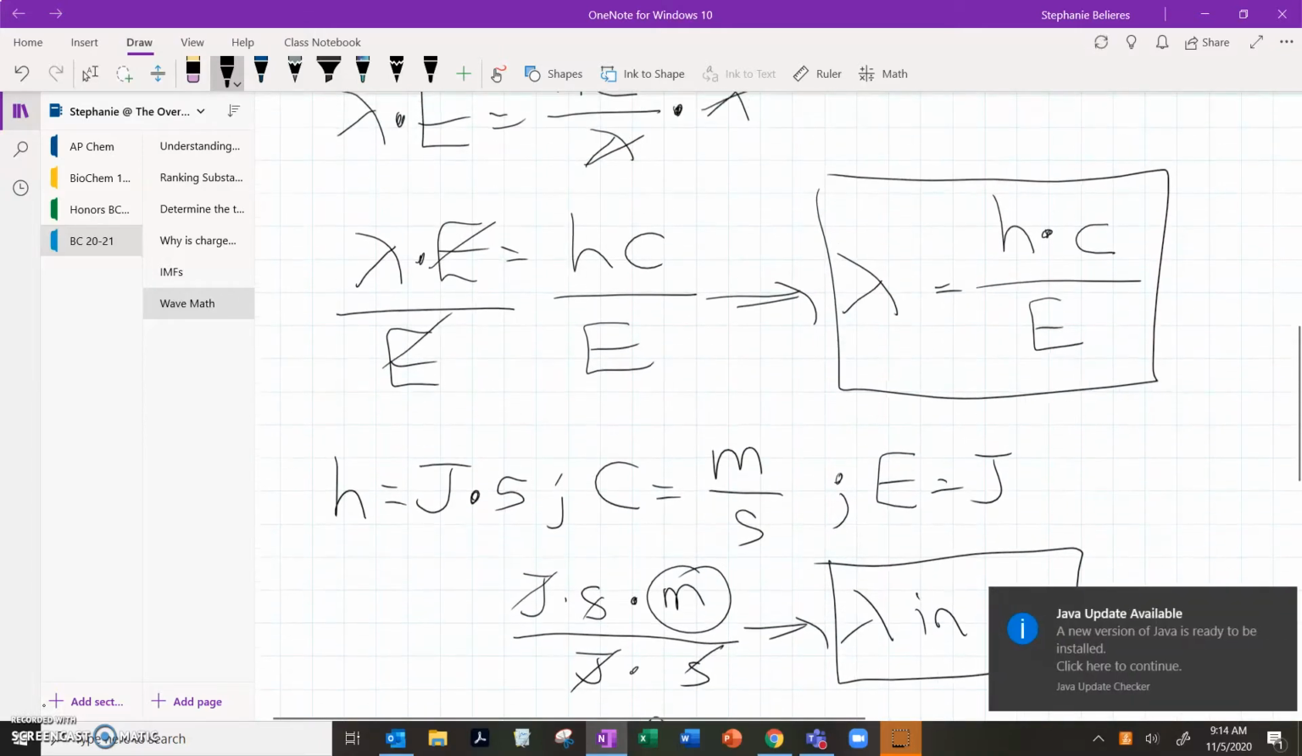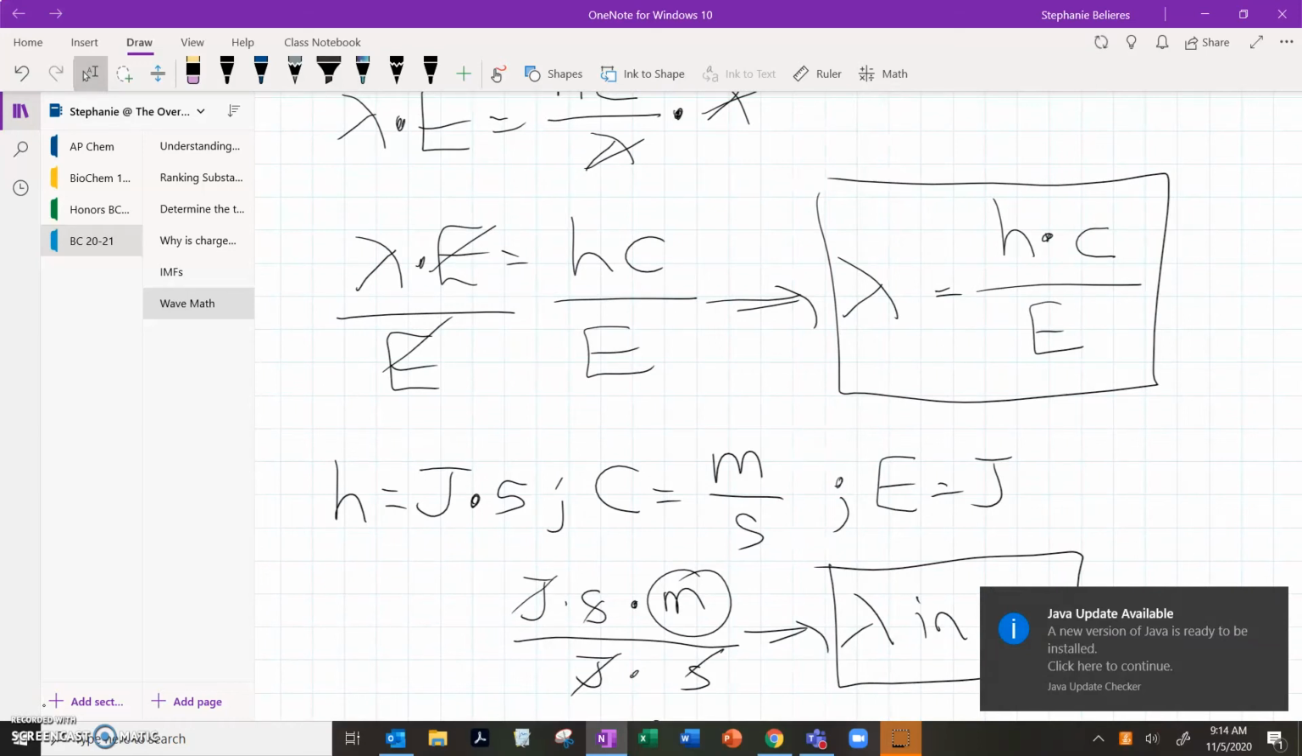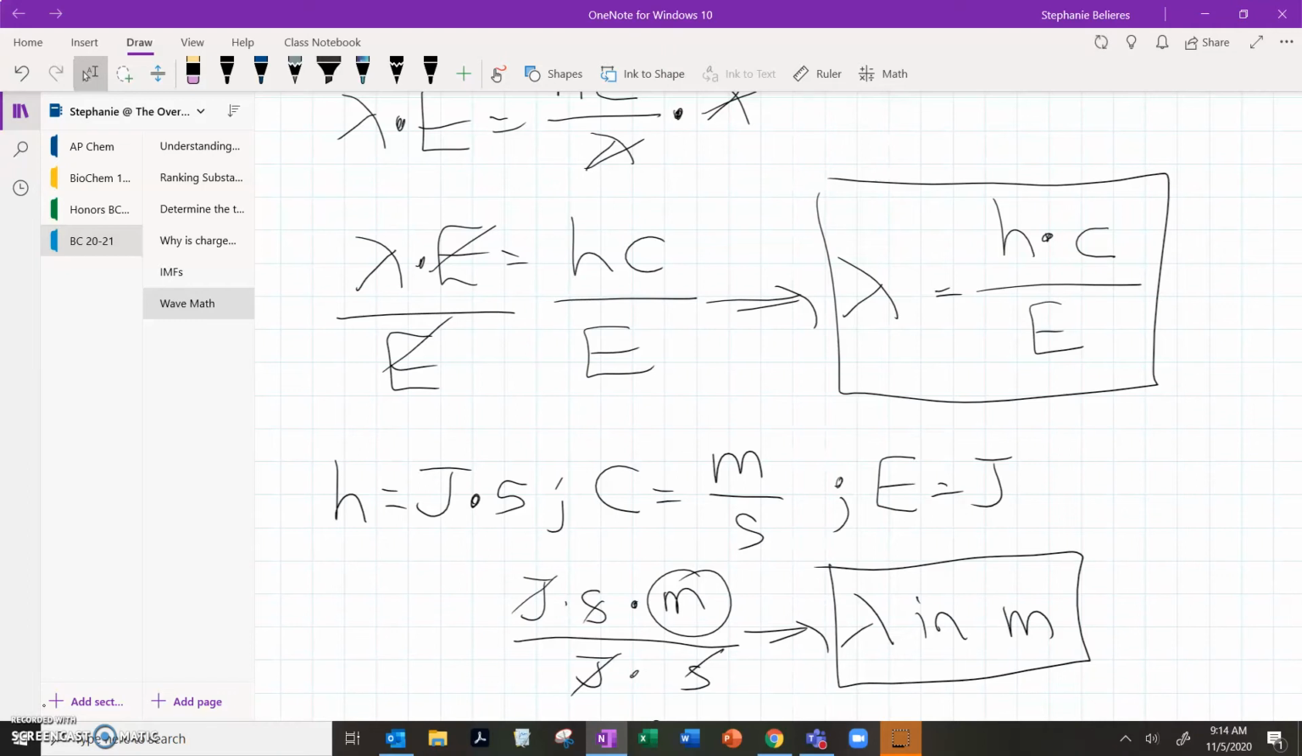All right, but hopefully that helps you see how you can use that E equals hc over lambda to solve for wavelength when you're given the energy in the problem.